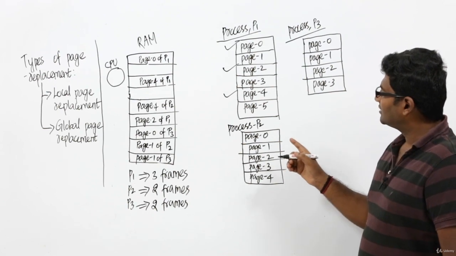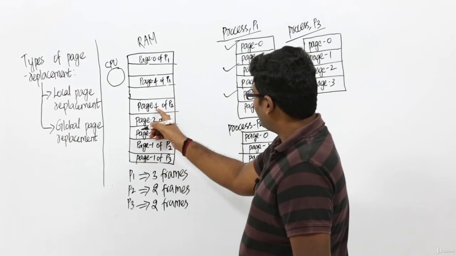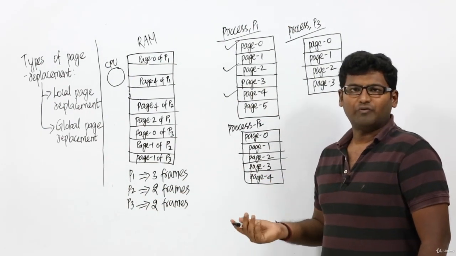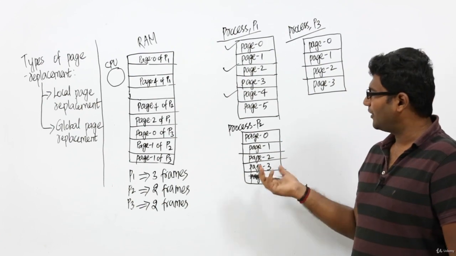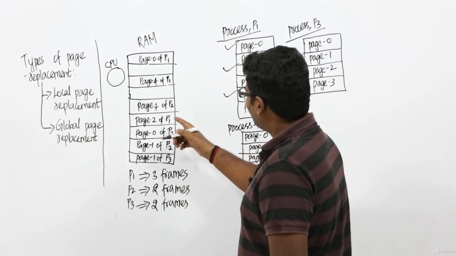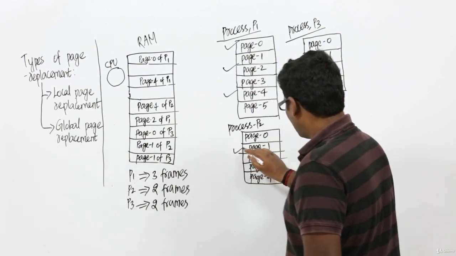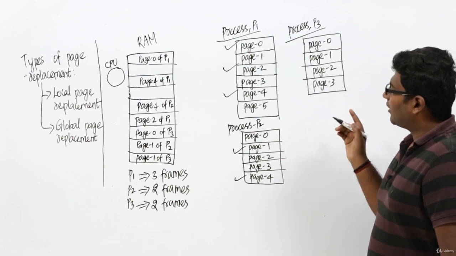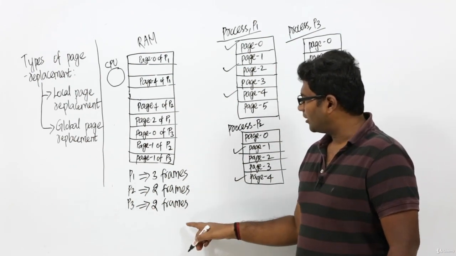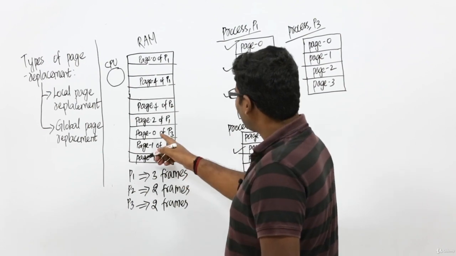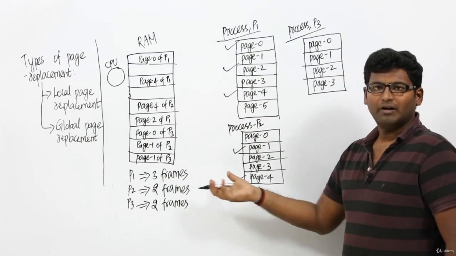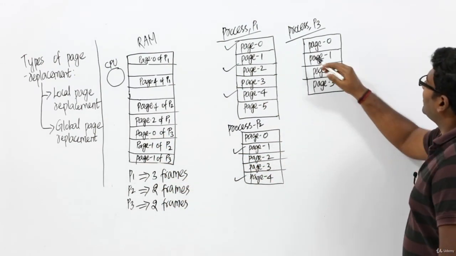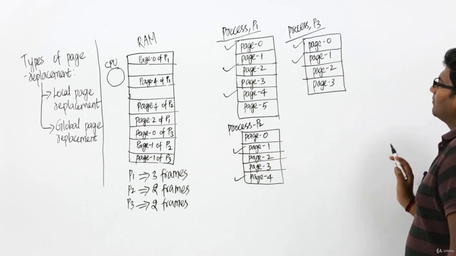Now similarly for process P2, we are going to maintain page number 4 and page number 1. See, process P2 has been given only 2 frames, right? So we cannot use more than 2 frames inside the RAM for P2. So page number 4 and page number 1 are maintained inside the RAM. Fine. Similarly for process P3, they have allocated 2 frames and hence we are maintaining only 2 pages of P3 inside the RAM. Now which 2 pages? It is nothing but page number 0 and page number 1. We are maintaining page number 0 and page number 1 of P3, right?